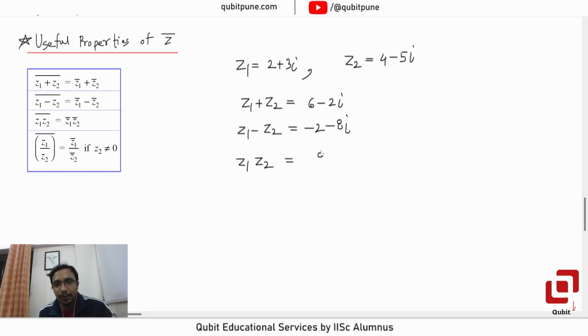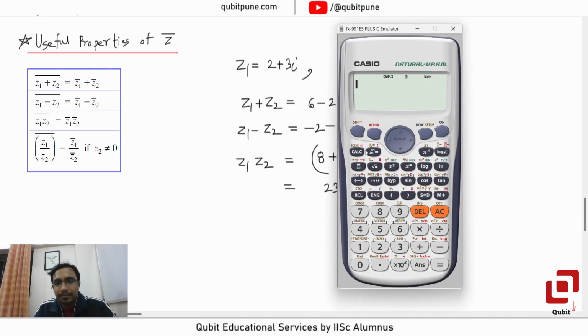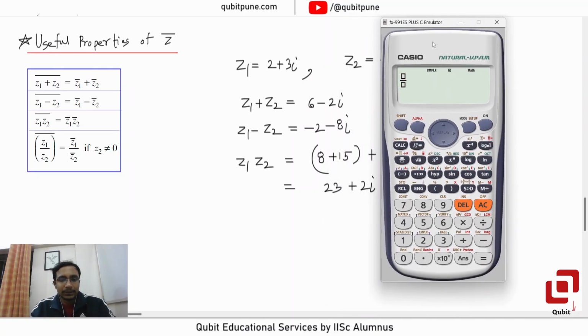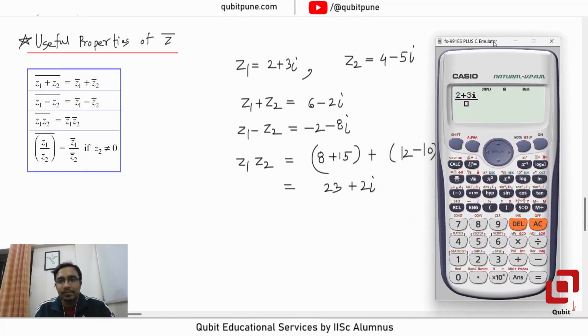Let's do it. 2 into 4, 8. 3 into 5, 15. Negative 15 i squared, so that will be positive 15. Imaginary part: 12 minus 10, so 23 plus 2i. Now let's do z1 upon z2 here: 2 plus 3i upon 4 minus 5i.